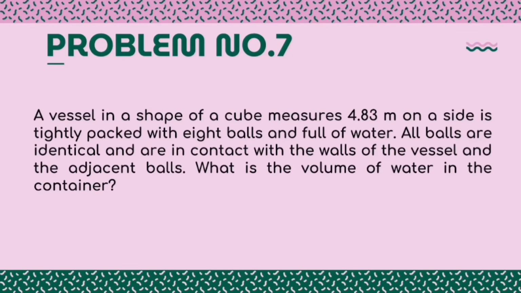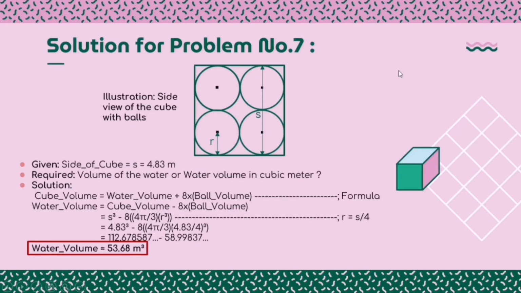Problem number 7. A vessel in the shape of a cube measures 4.83 meters on a side and is tightly packed with 8 balls and a pool of water. All balls are identical and are in contact with the walls of the vessel and adjacent balls. What is the volume of the water in the container? The container is a cube. The illustration shows the side view of the cube with identical balls, 8 tightly packed. The given is S, the side of the cube, 4.83 meters. The requirement is the volume of the water.